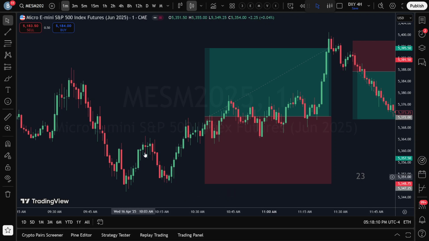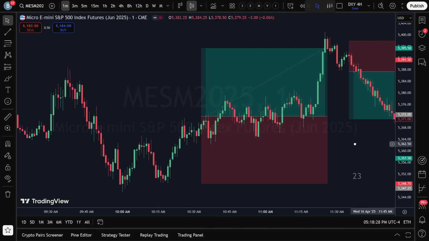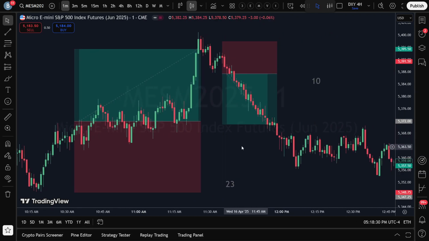So we have a move up, pull back, come up here. Second pullback, this candle broke the high, and then this candle broke the low, and then enter here. Stop goes below this swing, 23 points. Then we get another one right here, new high, move down.